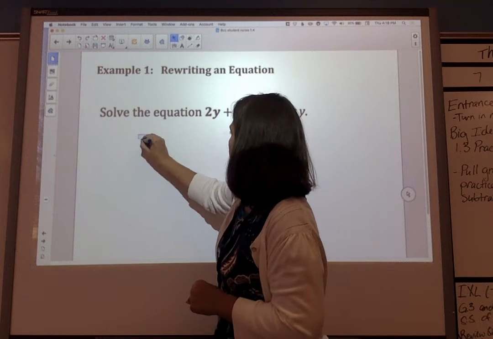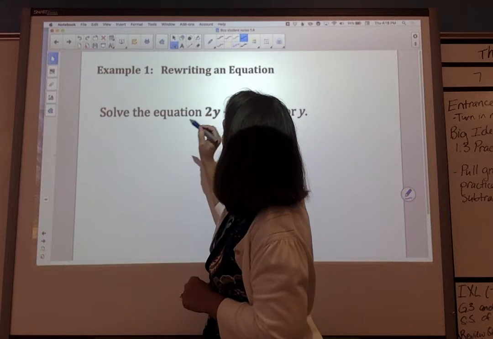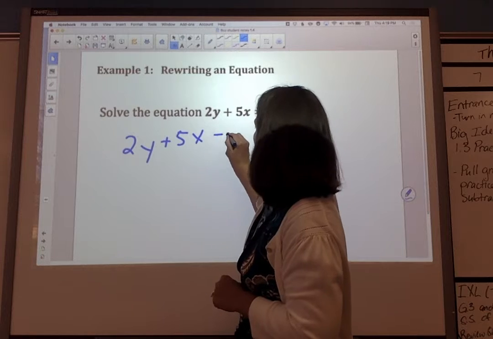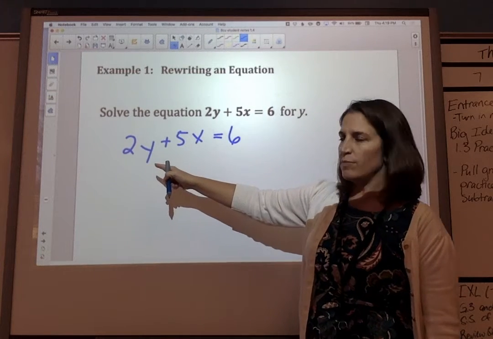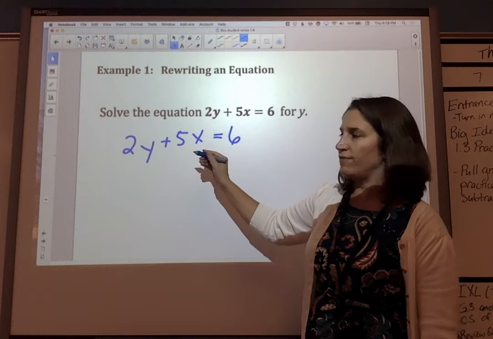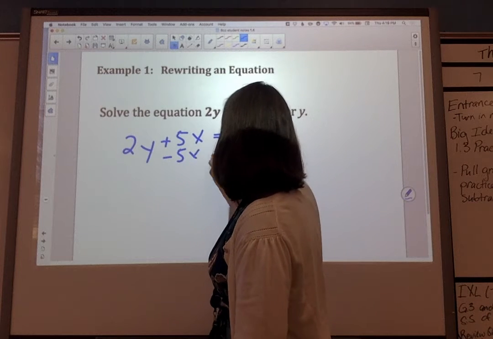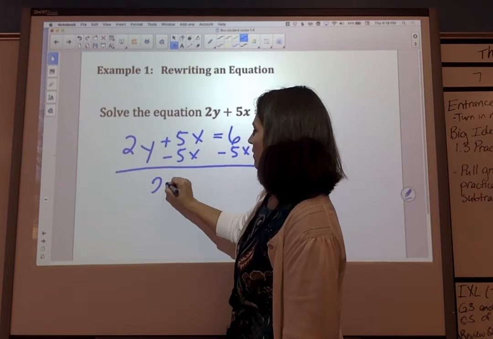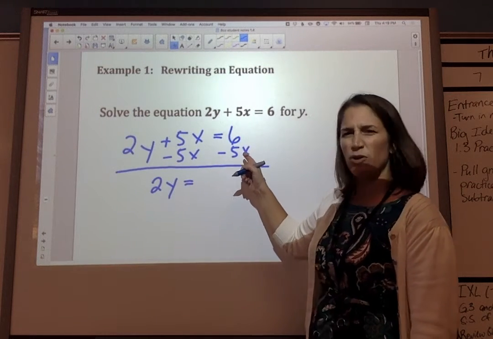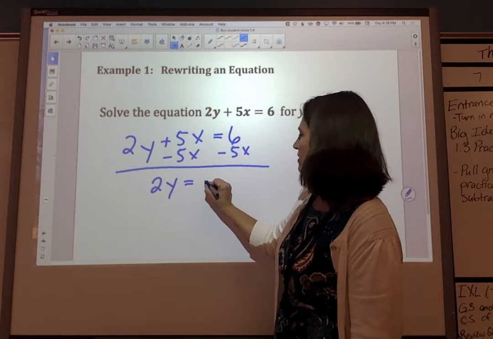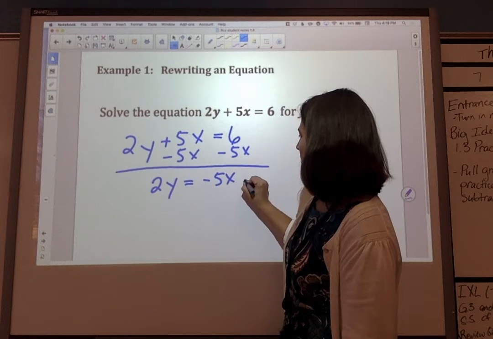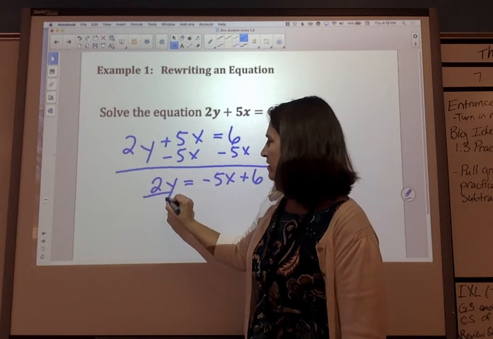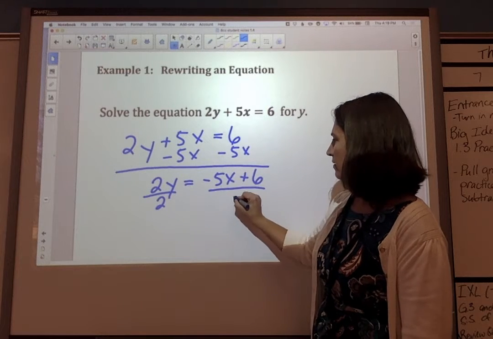So I'm going to start by rewriting this equation. If I want the y isolated by itself, my first step is going to be to subtract the 5x. So I'm left with 2y equals, you usually see a variable term written first, so I'm going to say negative 5x plus 6. All right, now to get y by itself, I need to divide this side by 2 and this side by 2.